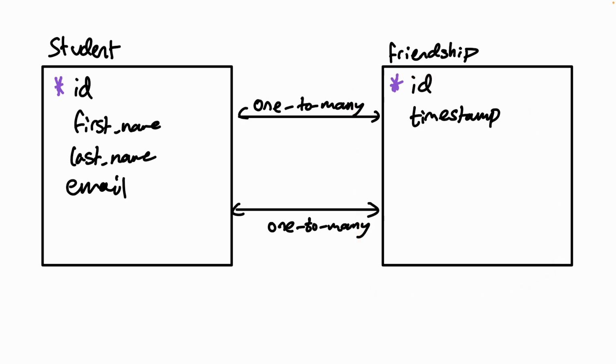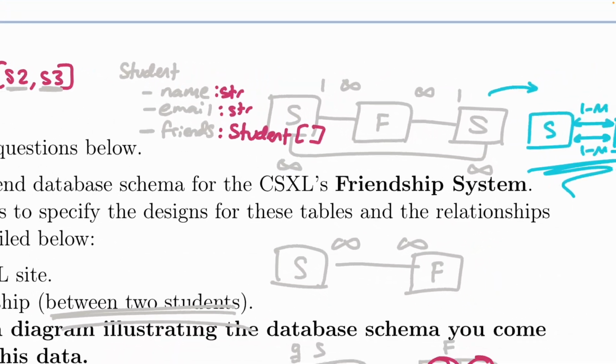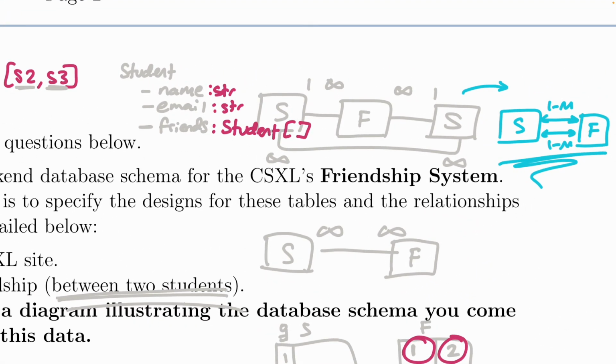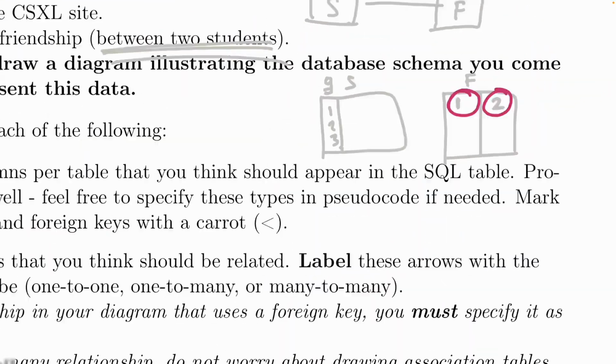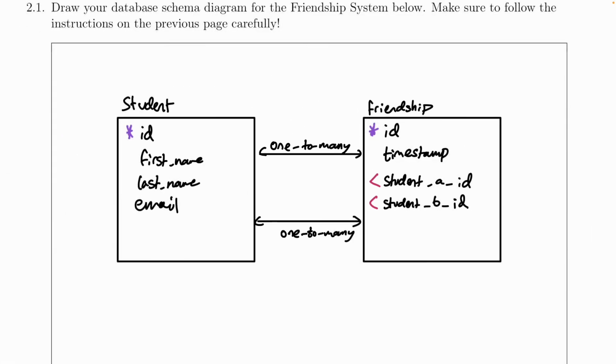So I can add my first foreign key, and I could just say like student one ID, or like student A ID, because this would be like student A. Again, going back up here, we had student, kind of said that this was like student A and this was like student B. So we'll have student A ID, and then we can just add another foreign key for student B ID. And this is a perfectly valid arrangement.